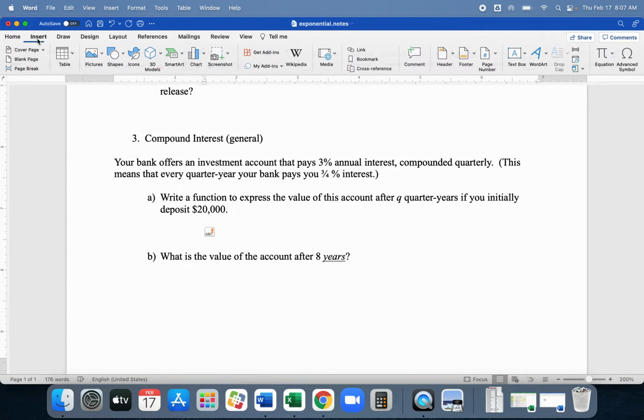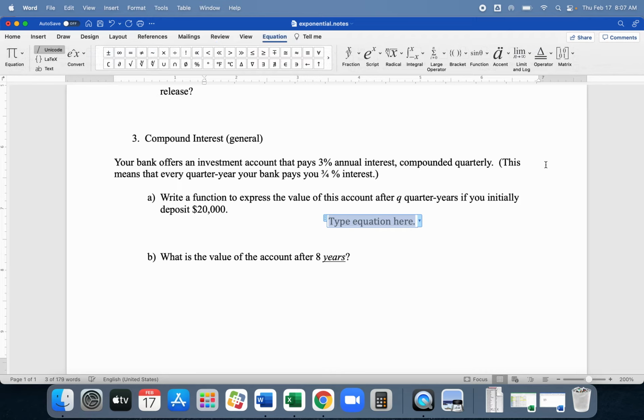we can use the same patterns to write functions for this. I'll call it something else, V, the value after Q quarters have gone by. Well, we started with $20,000, and we're growing by a little bit, 0.75%. Well, 3/4 as a number is 0.75, but if I put it in as 0.75, that's 75%.